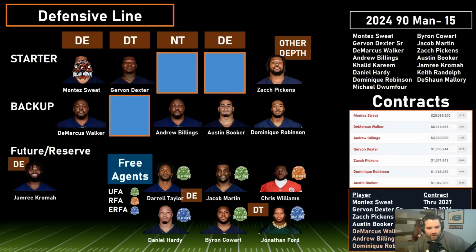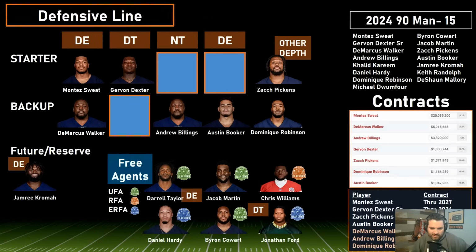If we want to move on from DeMarcus Walker, then we move on from DeMarcus Walker, and we draft a high defensive end to develop behind Montez Sweat and Khalil Mack and alongside Austin Booker, or start one and rotate in with these guys. Obviously, DJ Moore would be a terrible defensive end, so good option to draft one there. My bad, guys. Darrell Taylor, Jacob Martin, Byron Cowart are the ones that are your unrestricted free agents. These 3 right here are your defensive ends. These 3 here are your defensive tackles.